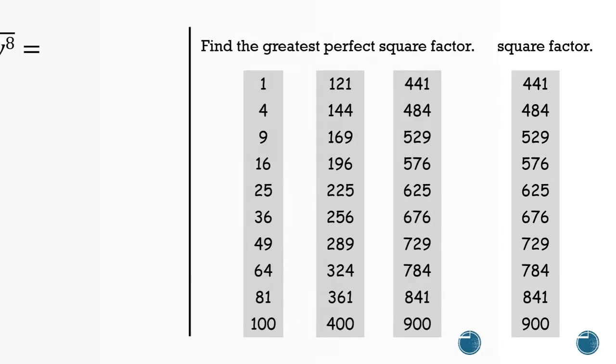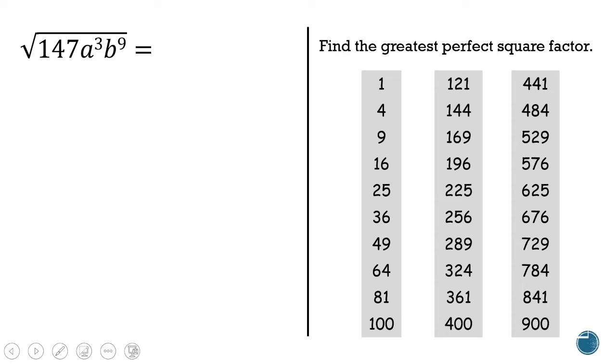Let's go to the second one. All right. 147. Is there a number here that is a factor of 147, the one that you see on the right side? Can you check it? Which one is the greatest perfect square factor of 147? All right, that is correct. It's 49. So which means we can express 147 as 49 times 3.